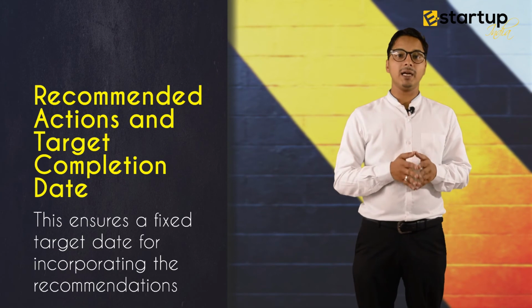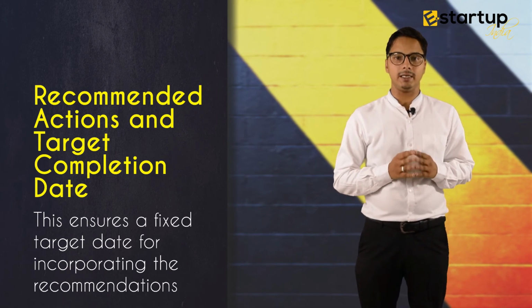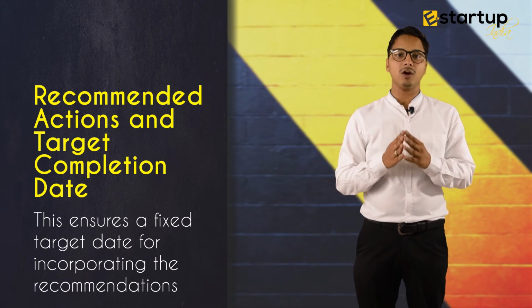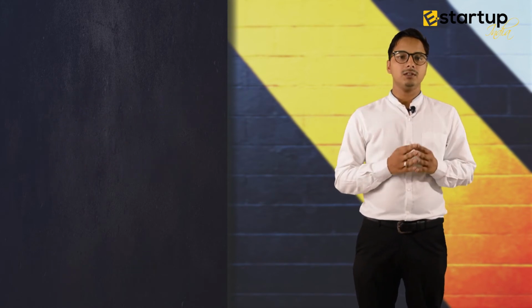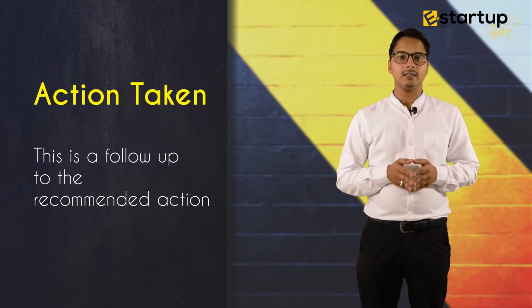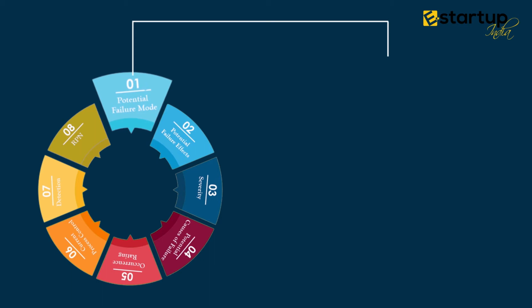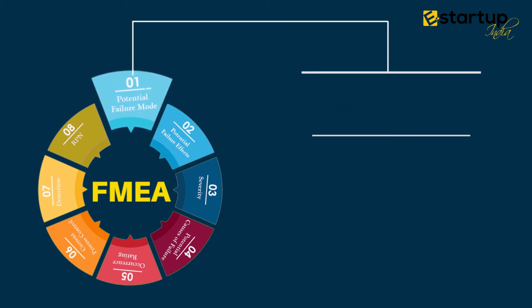11th is recommended action and target completion date. This ensures a fixed target date for incorporating the recommendations. The 12th is action taken. This is a follow-up to the recommended actions. Now, as you see on your screen, there is a template of FMEA.